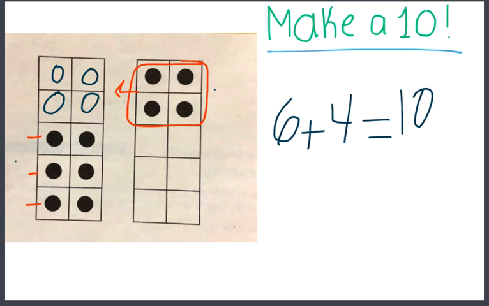So oftentimes we have to move those dots over in our heads. We have to be able to move the dots over in our heads to be able to fill up a 10 frame like that. It's also very helpful to know that when we see a 10 frame, it has 10 spots. There are 10 boxes and it can hold 10 dots.